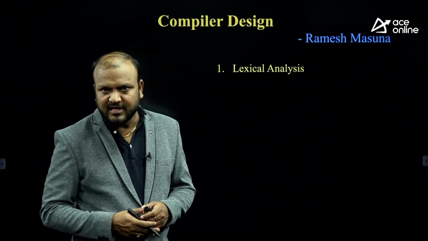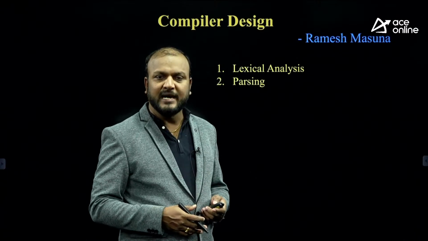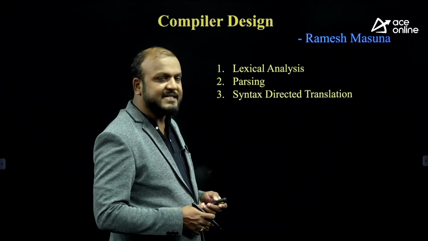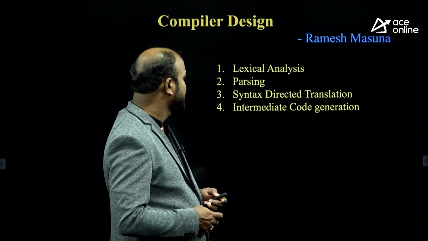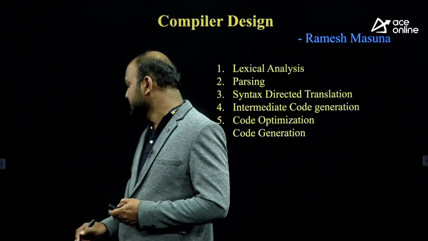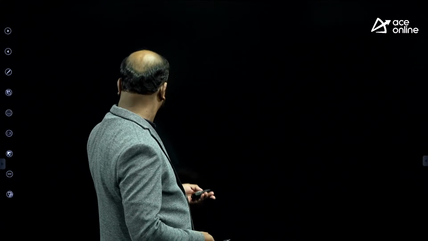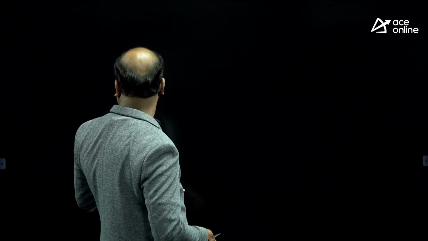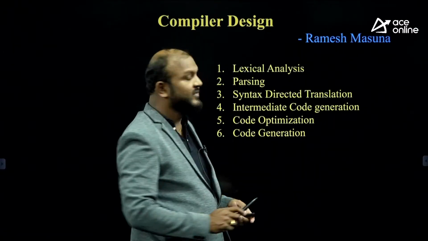The syllabus for compiler design consists of lexical analysis, parsing, syntax-directed translation, intermediate code generation, code optimization, and code generation. These are the 6 topics of a compiler.